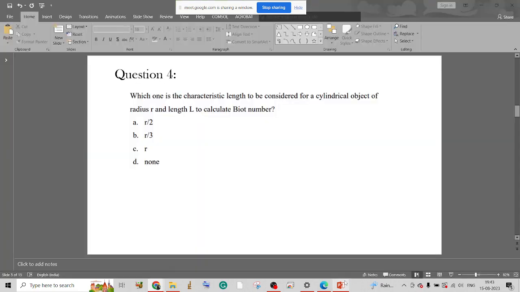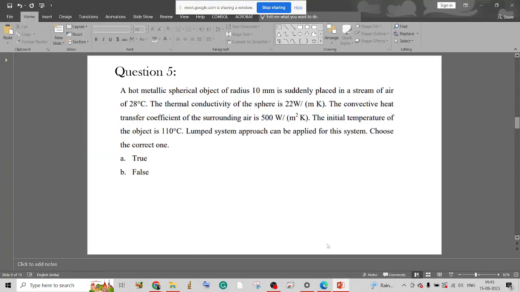Now the next question. The questions are relatively simple today. A hot metallic spherical object of radius 10 mm is suddenly placed in a stream of air at 20 degrees Celsius, and the thermal conductivity of the sphere is 22 watt per meter Kelvin, and the convective heat transfer coefficient, that is H, is equal to 500 watt per meter square Kelvin.